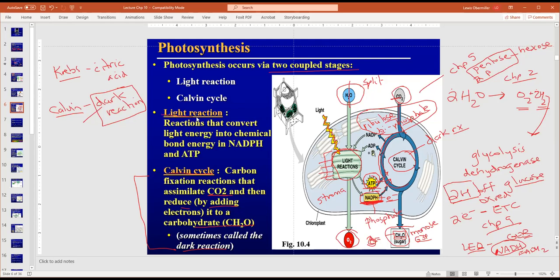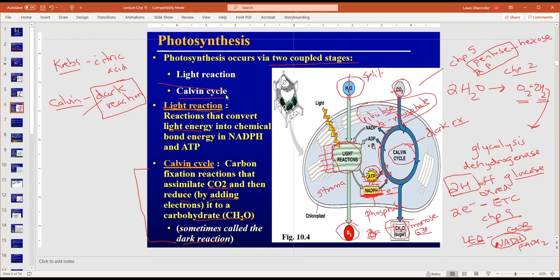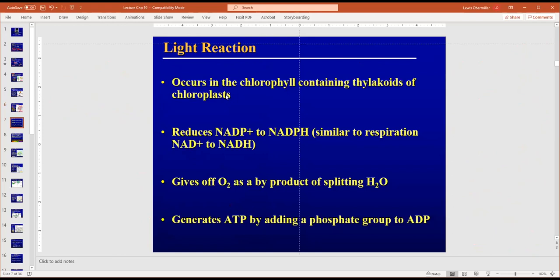And then remember, in the light reaction, we're simply splitting water to produce oxygen, and we're making ATP and NADPH. So we're going to get into each of these and the specifics of it right now. Okay, so this is just a breakdown of what's going on in the light reaction.